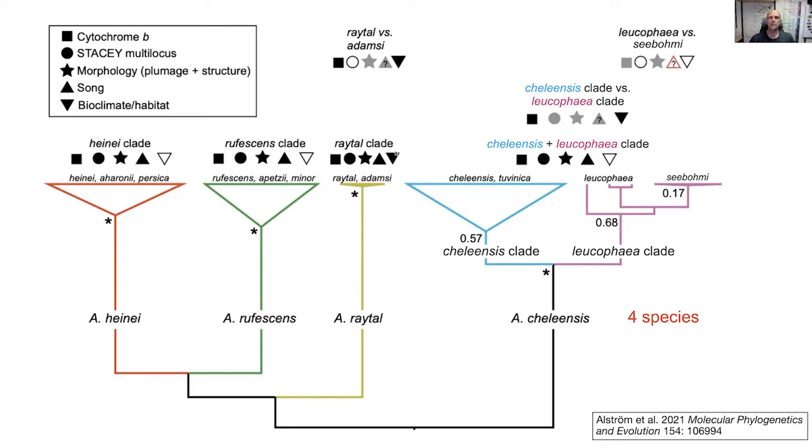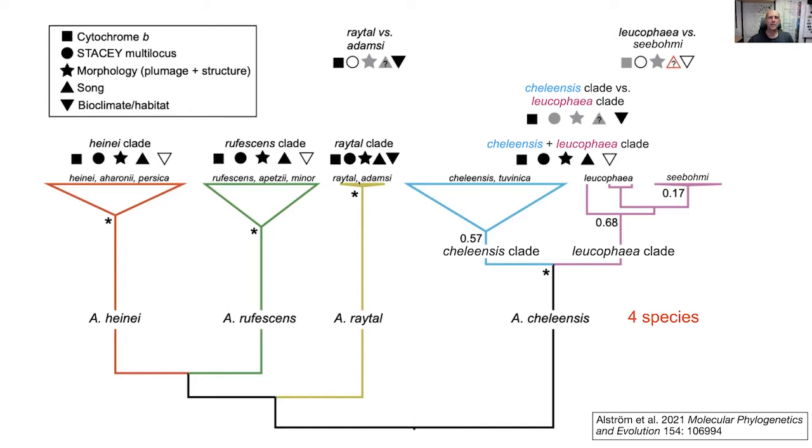bioclimate and habitat. If we look at these two clades, the Chilensis clade and the Leucophea clade, as we call them, you can see that there are differences also in mitochondrial DNA, which is not shown here, but there's deep divergence. There is also, quite surprisingly, clear differences in bioclimate, habitat, but less differences in other aspects.